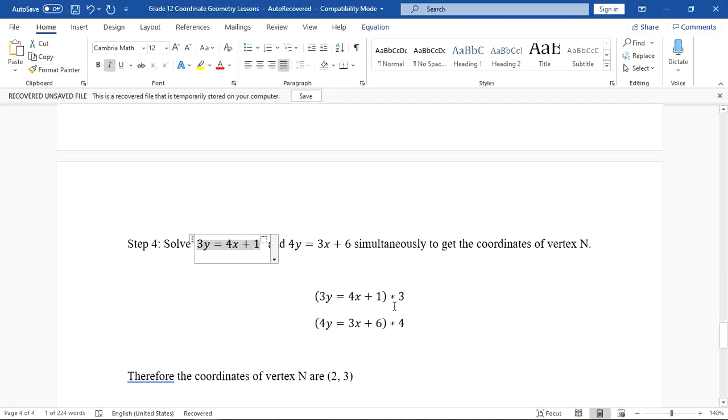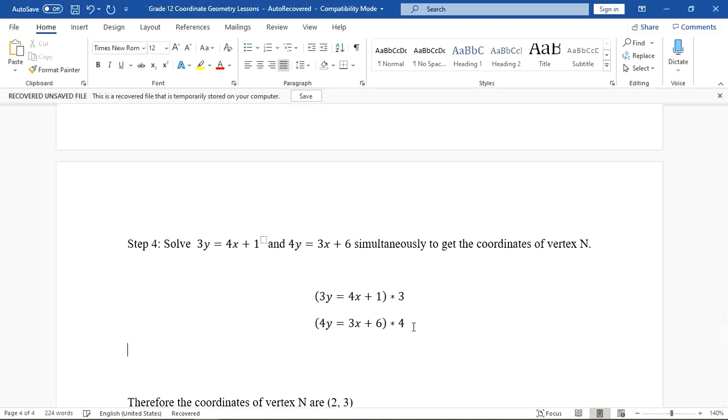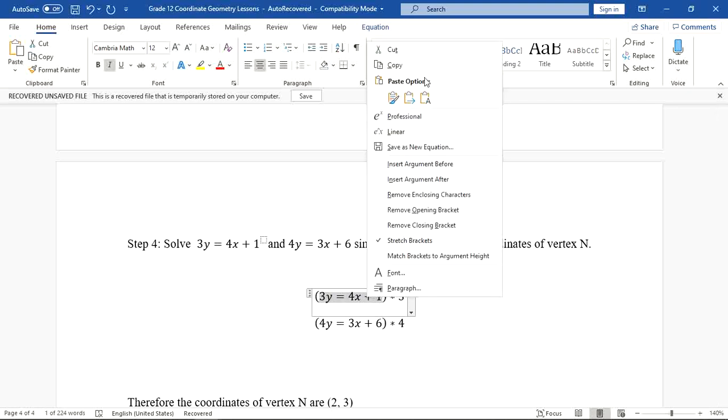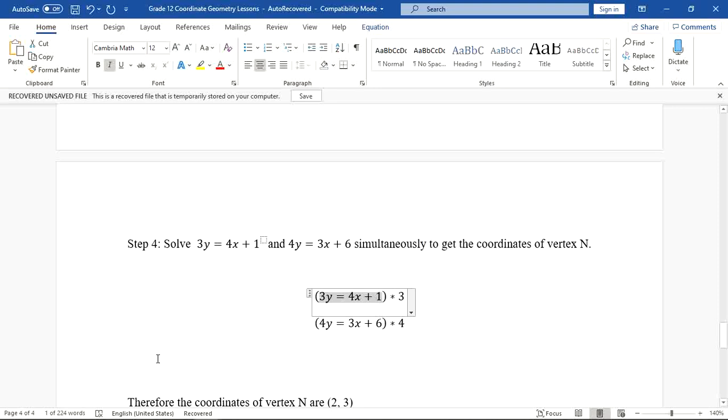So I would love to eliminate x, so I'll multiply this by 3 to get 12. I'll multiply this by 4. Now once you multiply the whole equation by a number, the other terms are also affected by that multiplication. So let me show you what I'm talking about. This is going to be 9y now, because 3 times 3 is 9y. It's going to be 12x, and 1 times 3 is going to give us just a 3.